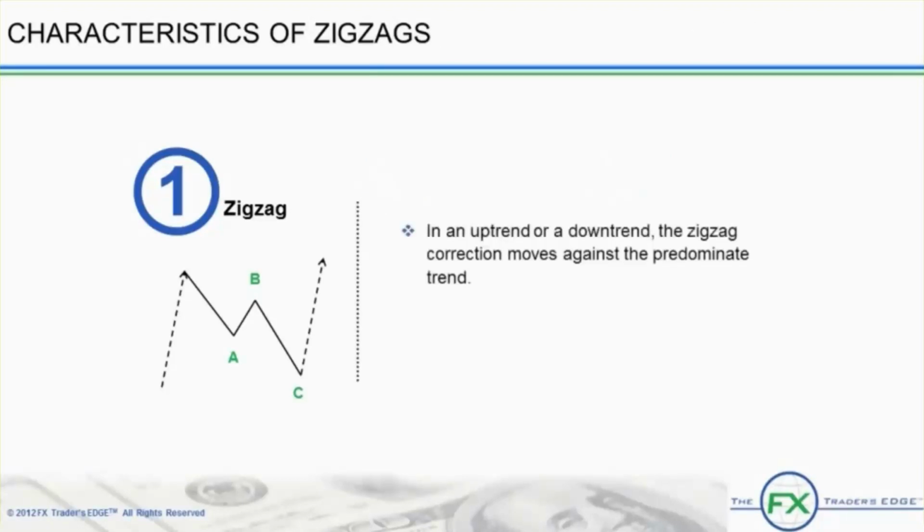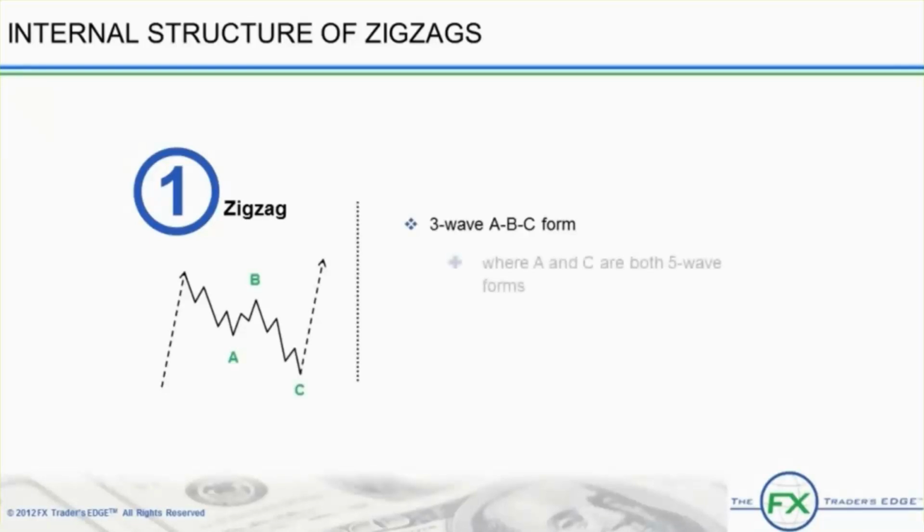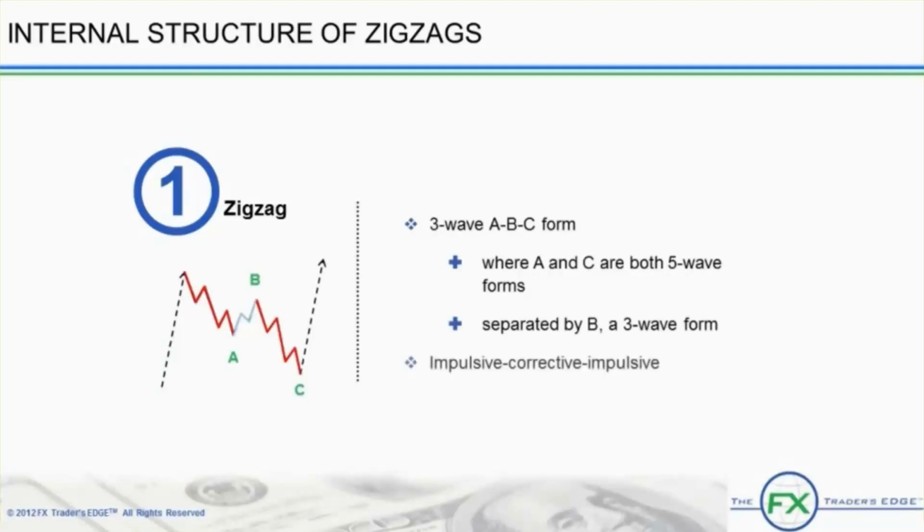In an uptrend or a downtrend, the zigzag correction moves against the predominant trend. Zigzags are considered to be part of the sharp family because the A wave trades against the trend, followed by a B wave which corrects A, and finally a C wave which travels against the trend. The internal structure of zigzags: the zigzag has a three-wave ABC form, where A and C are both five-wave forms, separated by B, which is a three-wave form. This corrective sequence trades as an impulsive, corrective, impulsive sequence.